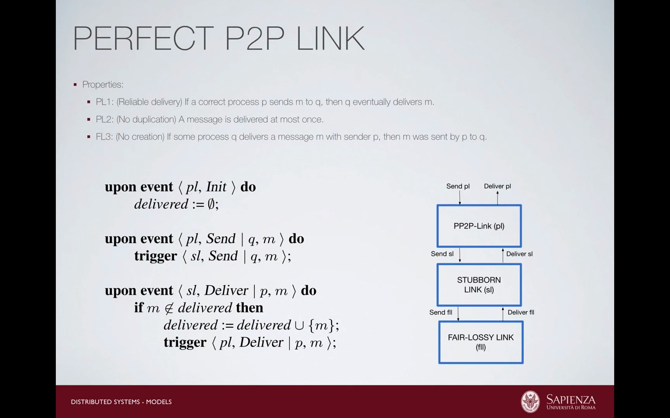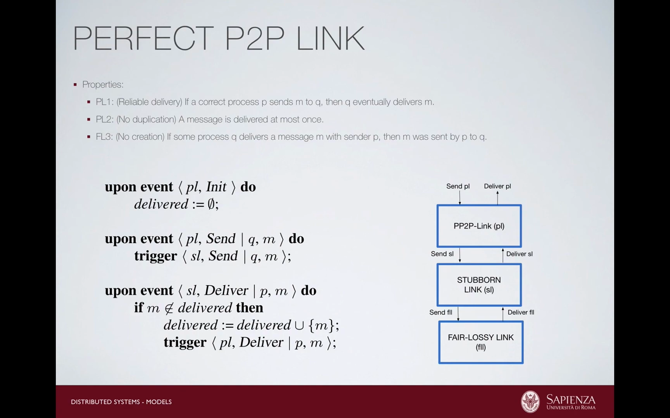Then every time you receive an event from the upper layer that is send PL, now you know why we write PL, to distinguish the events that go inside the perfect point-to-point link from the events that go inside the stubborn or the fair lossy. What you do is trigger the stubborn link, you just send a message to the lower layer. Essentially the only thing the perfect point-to-point link code has to do is filter the duplicates that come from the stubborn link. And this is quite easy.